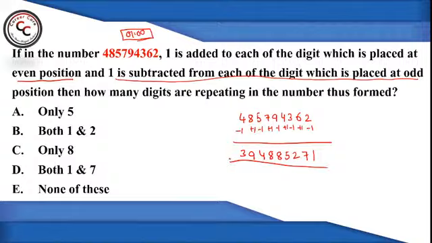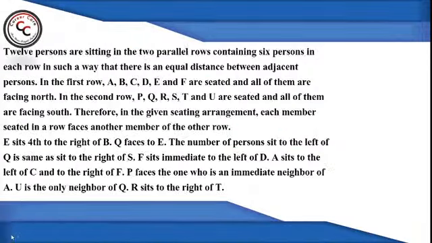Okay. So what is the question he is asking? How many digits are repeating in the number thus formed? You can see that 8 is repeating. So our answer will be option number C, 8. Simple. Only 8 repeats. So the number 8 is the only one repeating all the time. So this particular question's answer will be C, option number C, only 8.